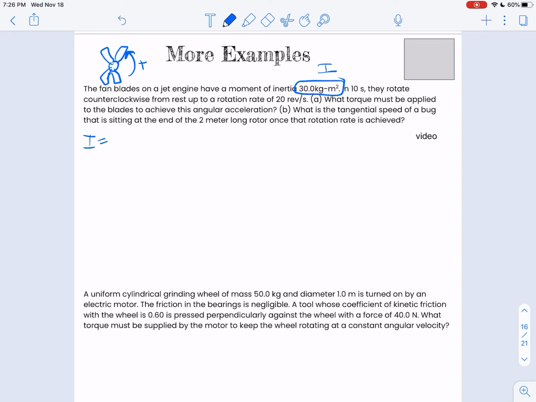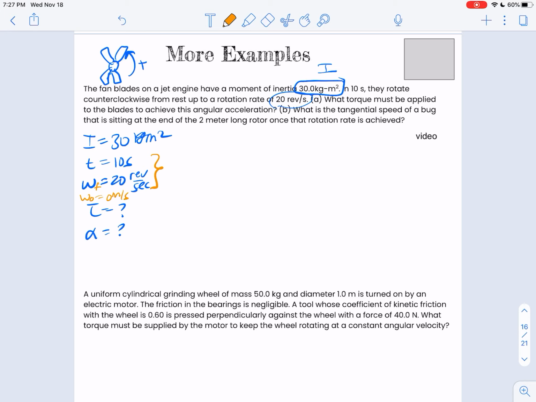So I'm going to start to make a little list over here. 30, time 10 seconds. A rotation rate, right? That's an omega, that angular velocity, 20 revs per second, which we're going to need to turn into radians. What torque must be applied to achieve this amount of angular acceleration? So it looks like we're going to need the angular acceleration also. The first thing is we can see this would be the omega final, which would mean the omega naught would be 0.